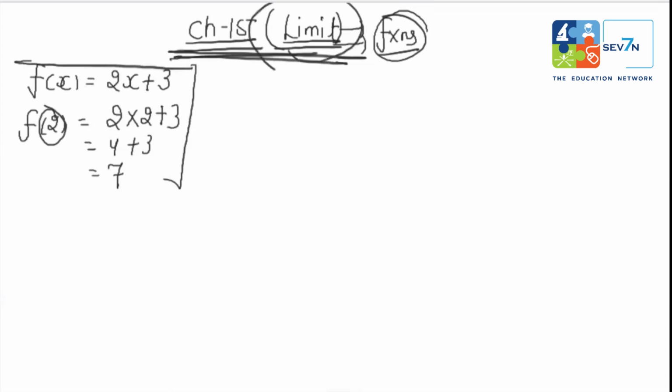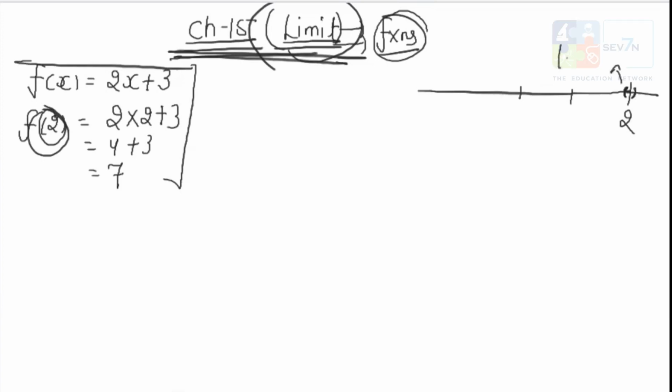So after this, if you are putting your value 2 in the function, then why do we need limit? Because see, if you have any number, suppose I'm putting 2 here on a real number line, suppose this is 0 and this is 2. There is some value which is just less than 2, like 1.99999. And maybe there is some value just after 2 that will be 2.0000001. This value is something like this, and this one may be something like this.